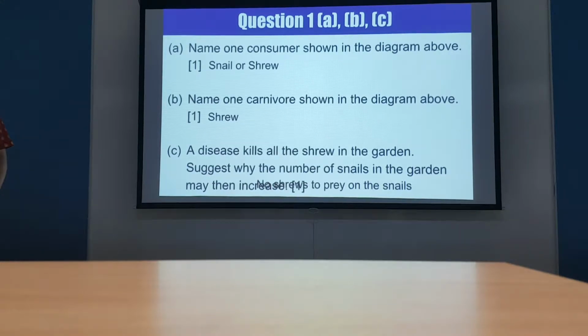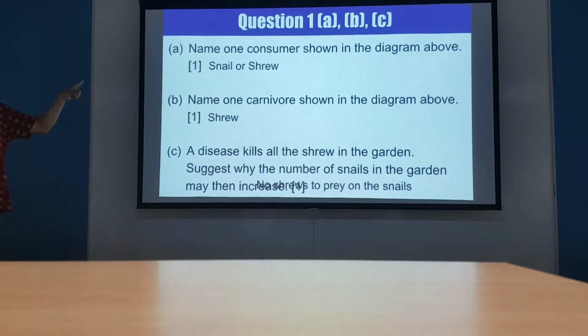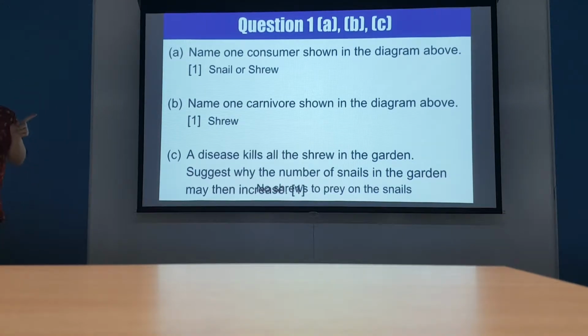Alright, part C. A disease kills all the shrews in the garden. Suggest why the number of snails in the garden may then increase. What do you think? Alright, number one, don't say less predators because the question is saying all of them have been killed. So, your answer should be there are no predators.